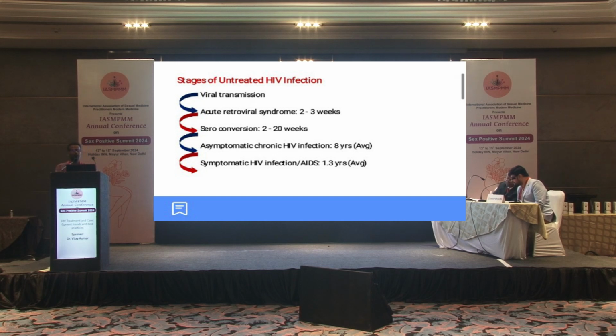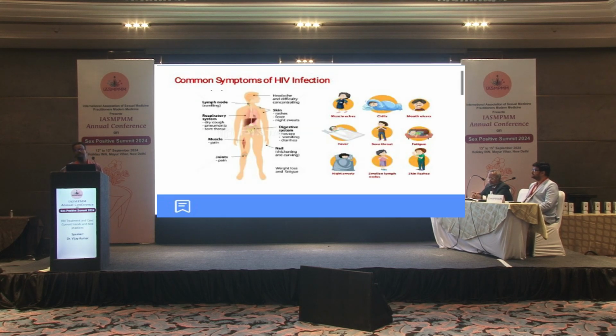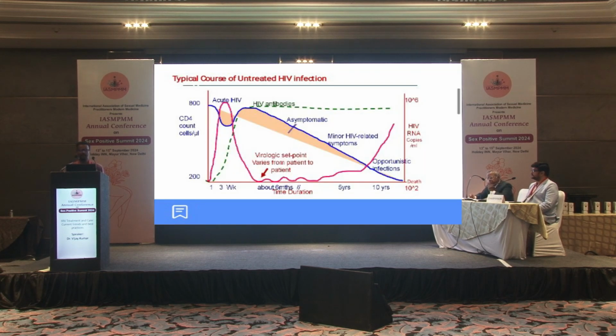This is the untreated HIV infection, the stages. Viral transmission is followed by acute retroviral syndrome, which lasts 2 to 3 weeks, then seroconversion in 20 weeks, then asymptomatic HIV infection, which may last up to 8 years, then symptomatic HIV if we don't treat in time. These are the common symptoms of HIV infection: as with any viral fever, the patient may experience flu-like symptoms. Here they are depicted in an organ-wise, system-wise diagram.